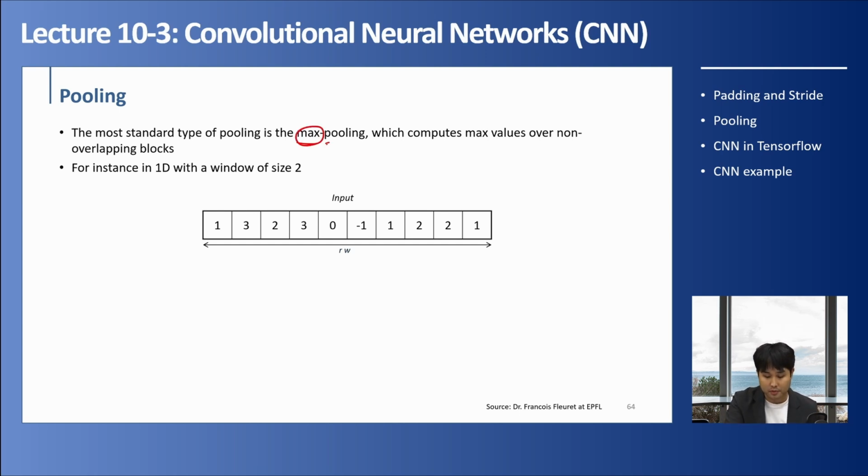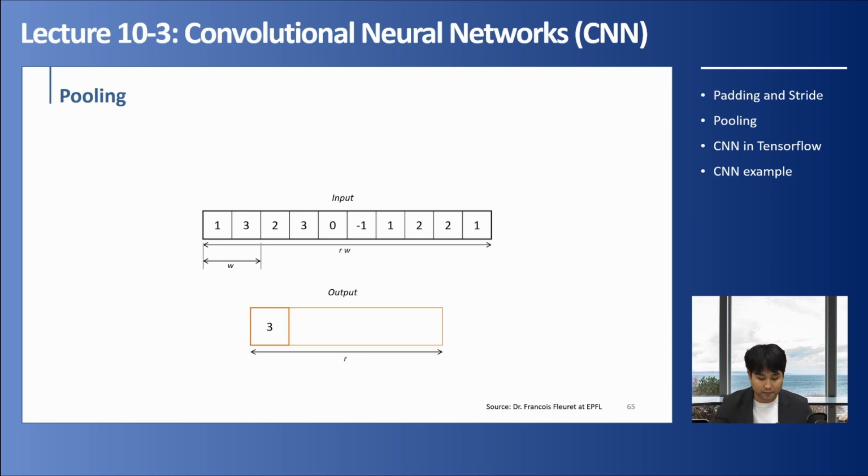Now again, although there are multiple types of pooling methods, the most standard type of pooling is known as max pooling. So the example shown in the previous slides simply computes the maximum values over non-overlapping blocks. So let's take this 1D signal, for example, and we're using a window with a size of 2, meaning that we're looking at 2 values at a time.